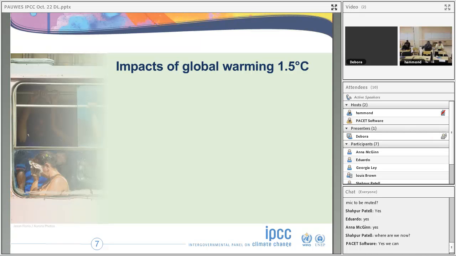Small-scale, low-latitude fisheries, the Arctic region, and coastal flooding were the ones that will have the greatest impacts, which will be felt at 1.5 and at 2.